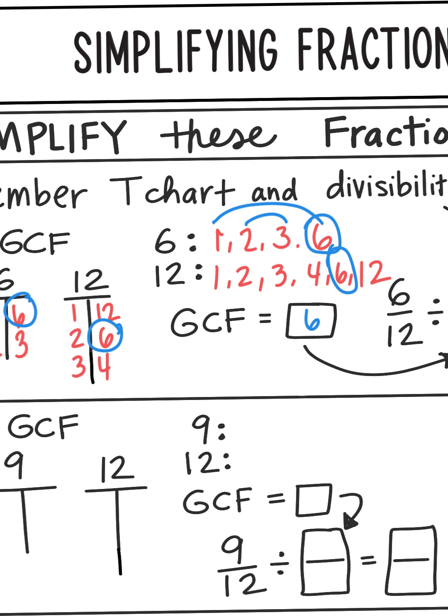So here's another one that's pretty easy. We have 9 and 12. So if I were to list out all of my factors, 1 and 9 make 9. 3 and 3 make 9. 12 and 1, 2 and 6, 3 and 4.